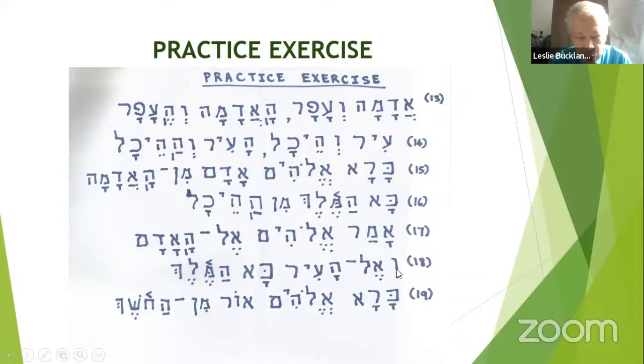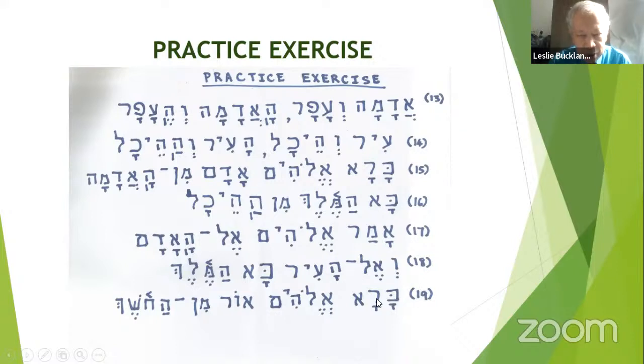Number 18, we el ha'er ba ha melech. Where is we, el is the preposition unto. Ha'er is the city. And ba is the verb, and ha-melech is the noun and the definite article. Ba is he came, ha is the, and melech is king. So translating it: and unto the city came the king. Or you could say, and the king came unto the city.